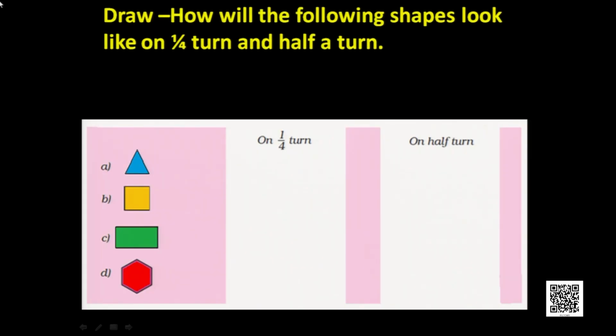Now draw. How will the shapes look like on 1/4 turn and half a turn? Suppose first is a triangle.